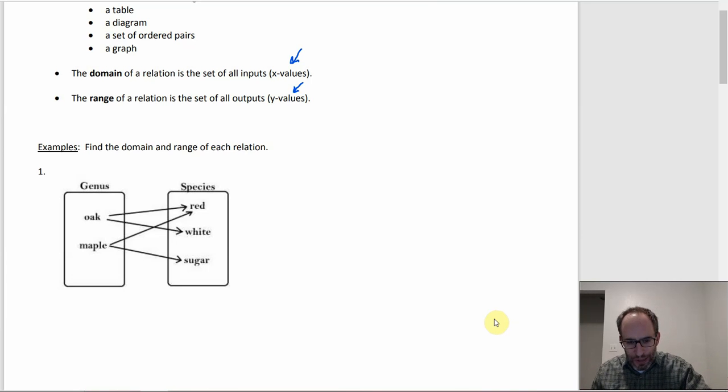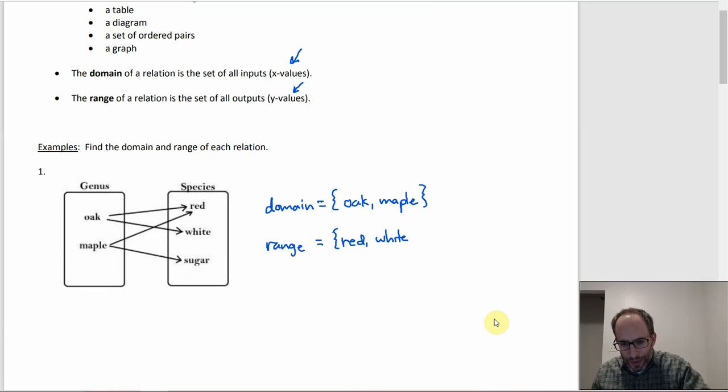So our domain then would be, if I write this in set notation, I guess that might be the easiest thing. I'll just write it as oak and maple as the two elements. And then the range. So what are the values that get mapped to in the species set over here on the right? It looks like it's red and white and sugar. So that's pretty much it.